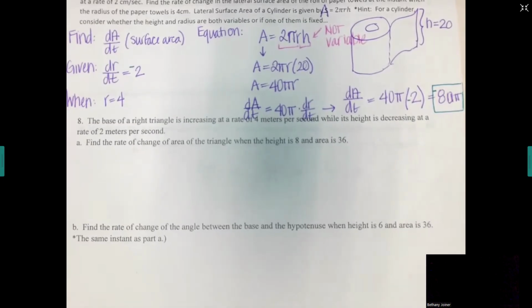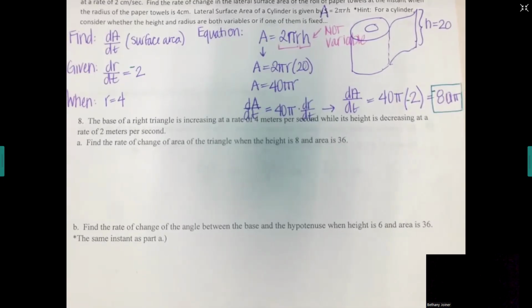Okay? All right. Questions on that? All right, we're going to do one more. Turn to number 9, on the back with the little star on it.